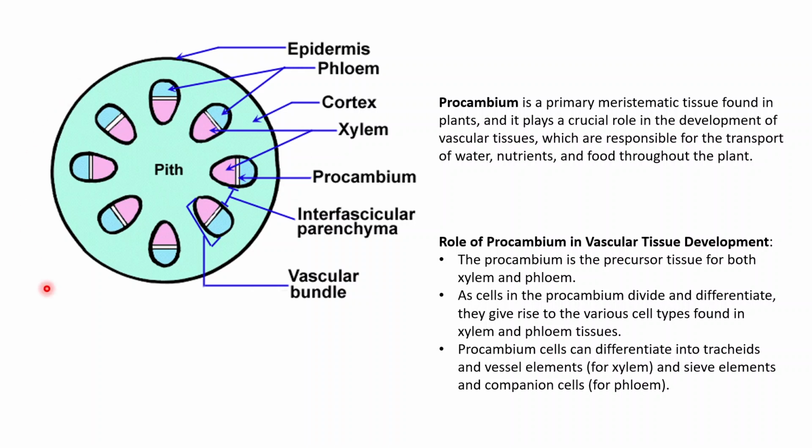So if you cut a cross section through the girth of a plant, we can see this thin tissue lining is the procambium. This center part is the pith. Procambium gives rise to the blue part, which is the phloem, and the pink part, which is the xylem. So it gives rise to two differentiated tissues which have immense function in the plant.